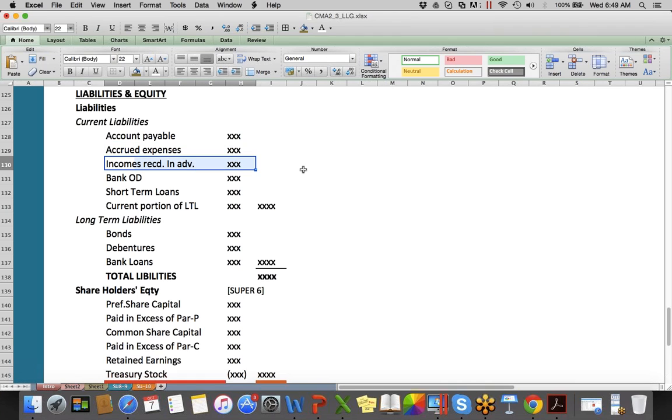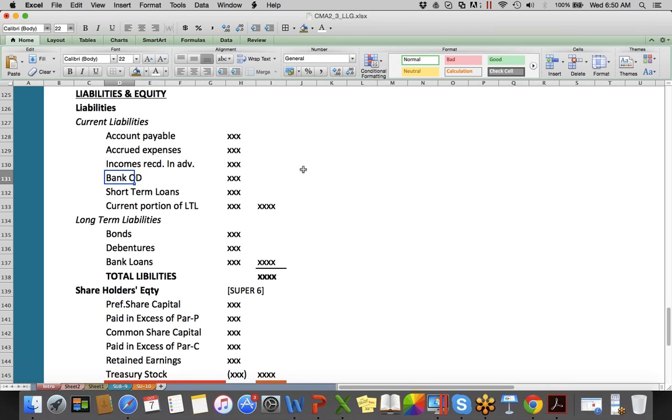Incomes received in advance, or any amounts received in advance. Say, for example, you received an advance amount from your customer for which goods will be delivered in the month of November, but you received it today. The amounts received from customers, or any income of November, December that you received now, is a liability. It will become income in that particular period, but at the moment it is a liability.